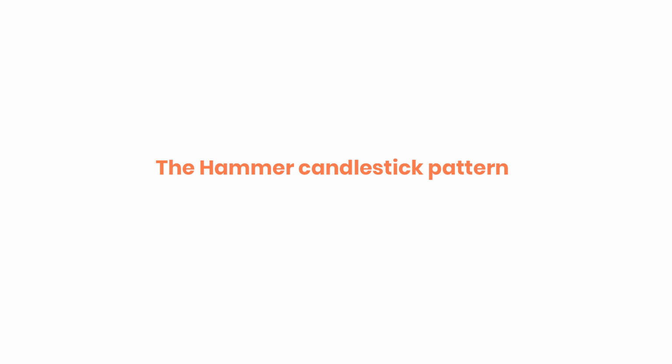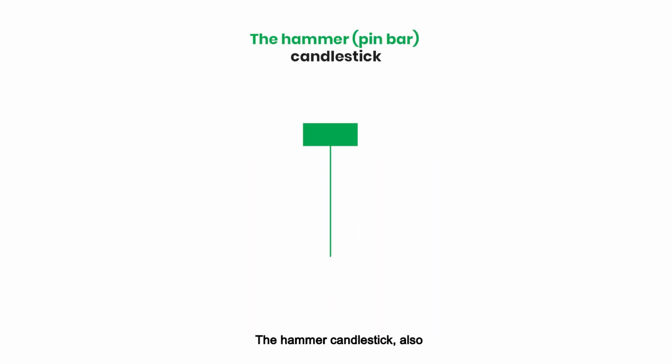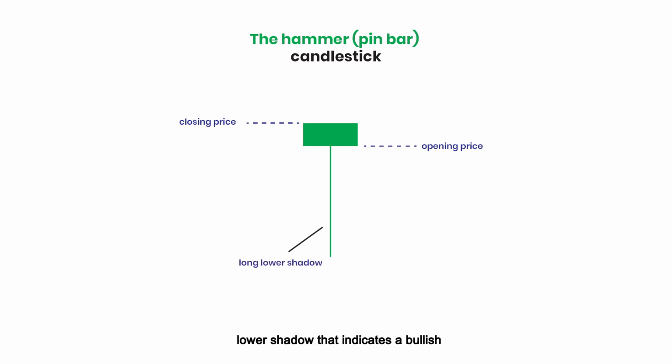The hammer. The hammer candlestick, also known as pin bar, is created when the open, high, and close are roughly the same. It is characterized by a long lower shadow that indicates a bullish rejection from buyers and their intention to push the market higher.